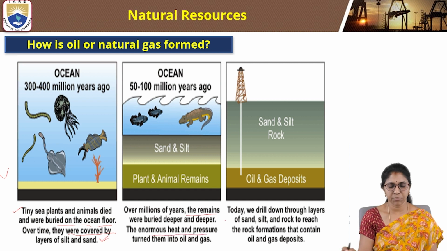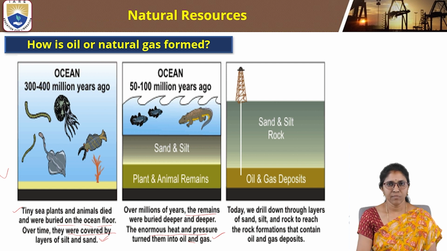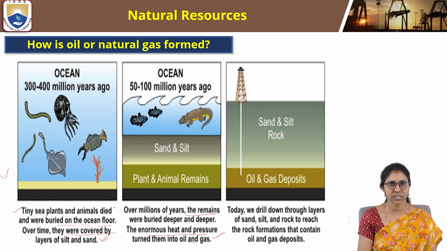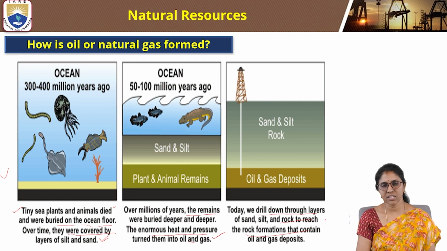So the enormous heat and pressure turned them into oil and gases. Here, from plants we get coal, and from dead plants and animals we get oil and natural gas. Today we drill down through layers of sand, silt, and rock to reach the rock formations that contain the gas deposits. So here we have natural gas and oil spots in the oceans and under the earth's crust.